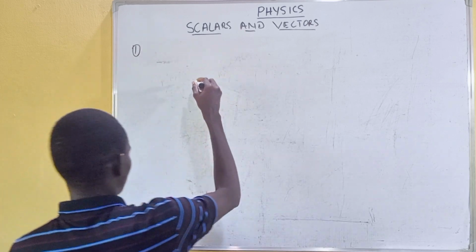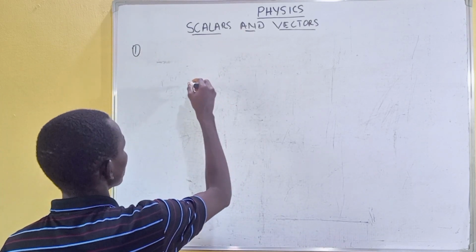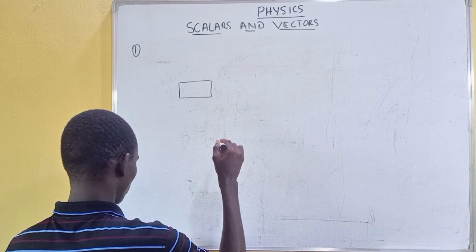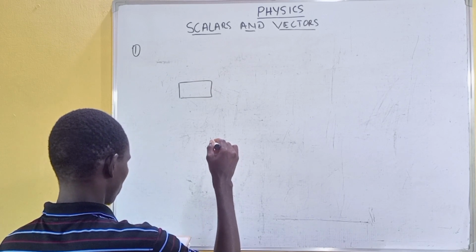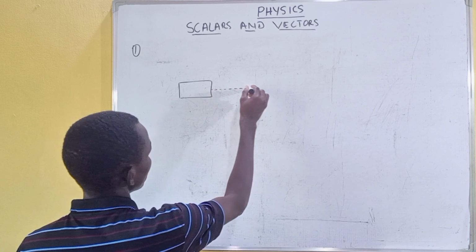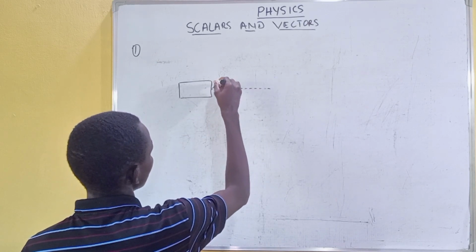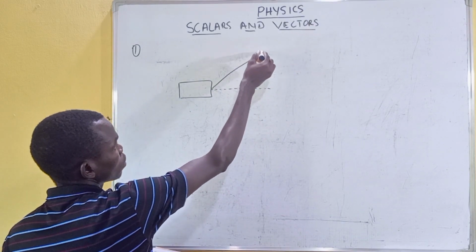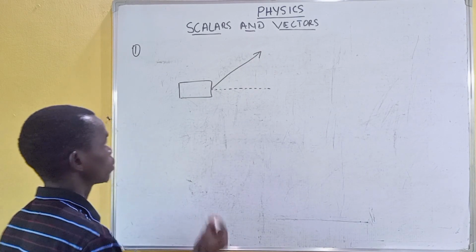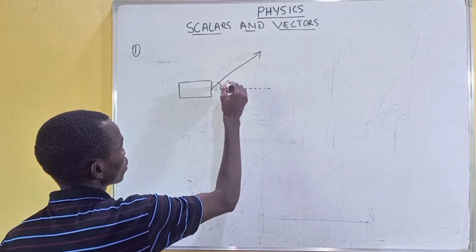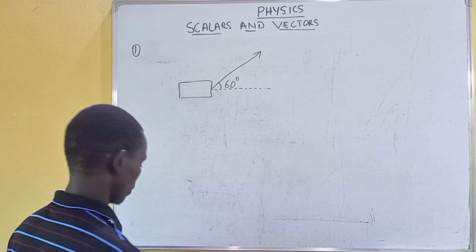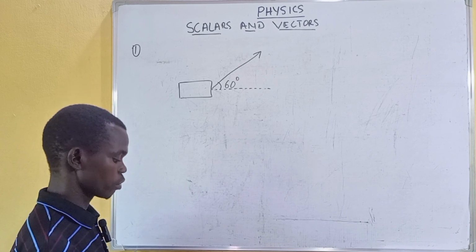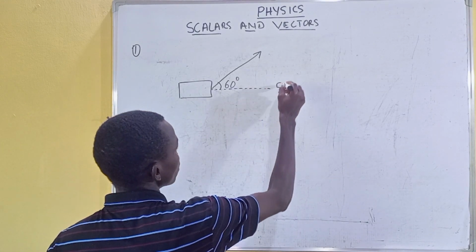From the given, if we assume the toy to be this, and a boy is pulling the toy at an angle theta to the horizontal, let's say here is the horizontal, at an angle 60. Since it is pulling the toy, this will be the direction of the vector at an angle 60 degrees to the horizontal. And the effective force pulling the toy along the horizontal surface is 5 Newton.